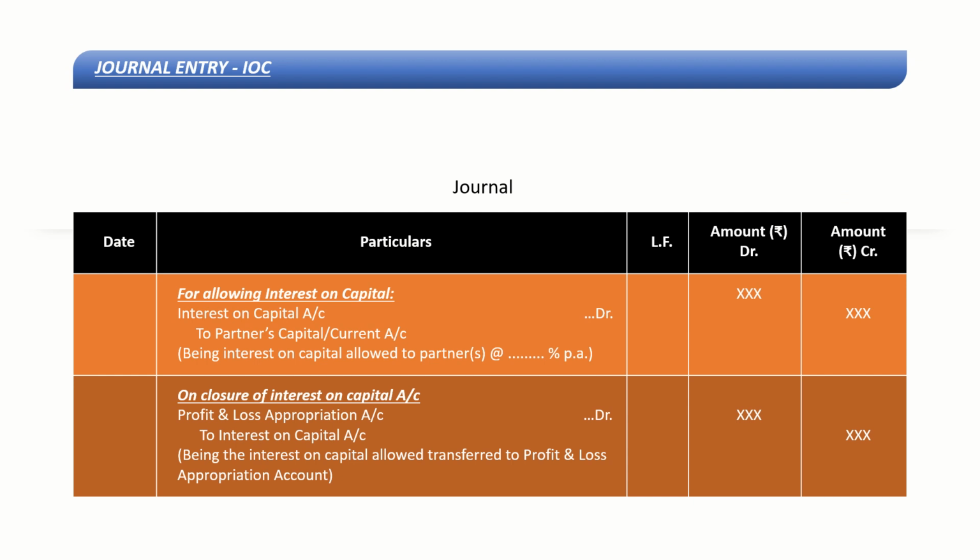Journal entry for interest on capital. Now, again, there are MCQs on this where you are asked to pass the entry for provision or entry on closure. So, when you're providing interest on capital, the entry is interest on capital account debit to partner's capital or current account. However, if you're closing the interest on capital, then the profit and loss appropriation account is debited to interest on capital.